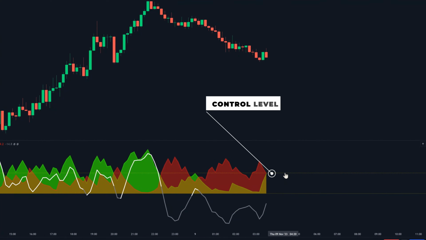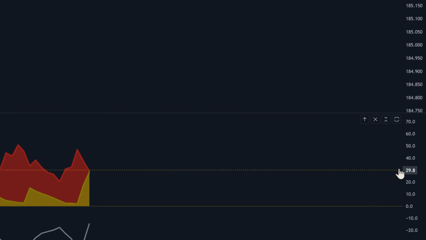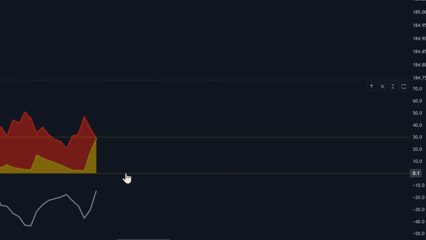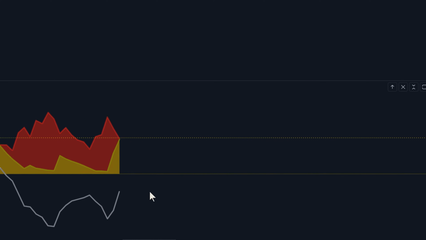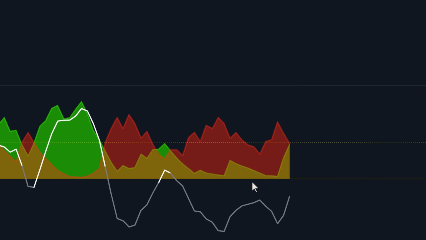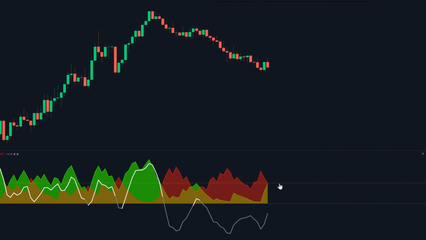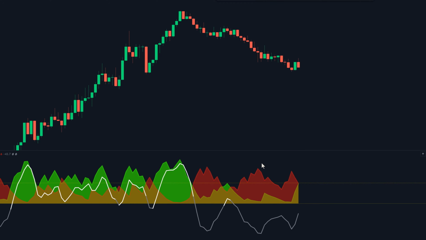This dotted line is called the control level, and as you can see here, it's located at the 30 point on this indicator scale. And then this thin solid line right here is called the zero line. And as you can tell from the name, it's located at the zero level of this indicator scale. And it's gonna serve as the central axis for this indicator's analysis. The control level indicates the minimum threshold for market dominance. And we will explain more about this in the next few minutes. So stay tuned for that.